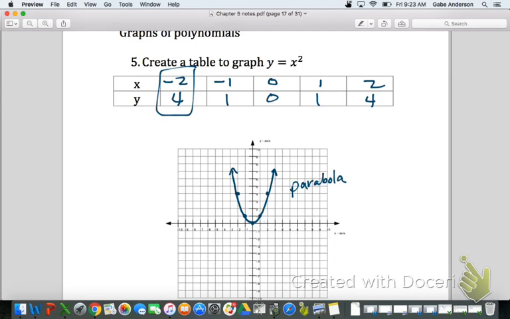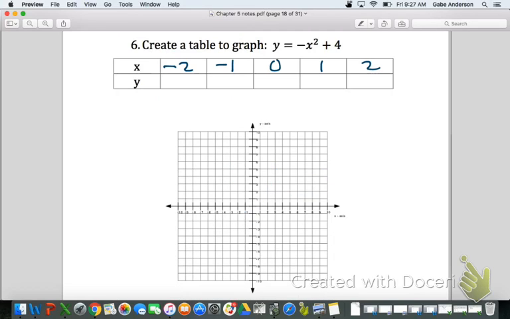Okay, so now let's move on to our next graph, because not all polynomials look like this. They're not all parabolas. Evan, would you mind sharing the outputs for your table? I got -2, 0, -1, 3, 0. Are you telling me the inputs and the outputs? Just go left to right on the Y's. 0, 3, 4, 3, 0.